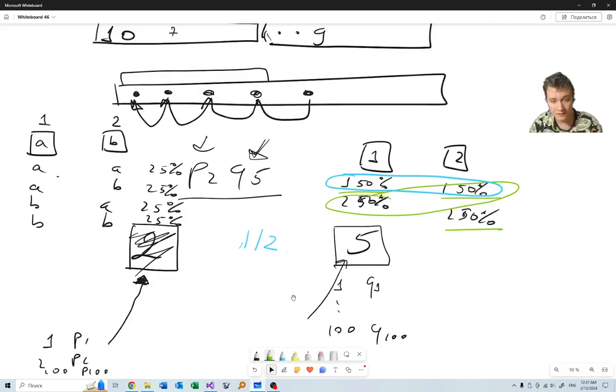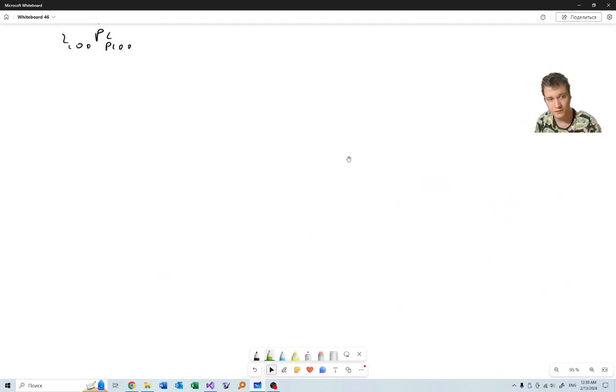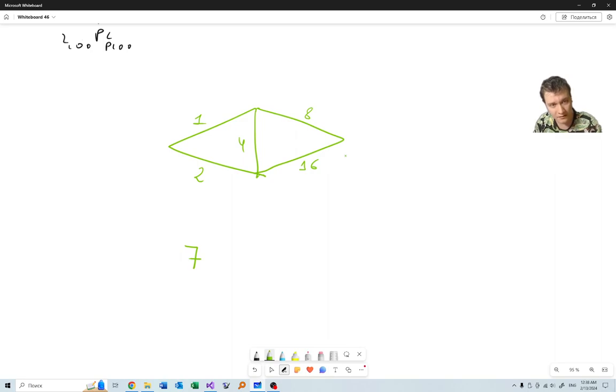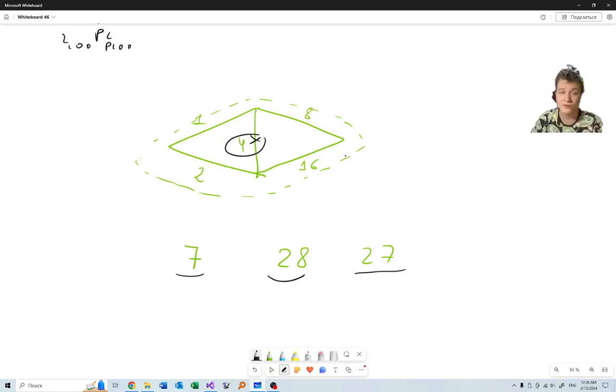Yeah, for instance, let's draw something. For example, let's assume that I have this system. So I have a cycle 7, I have a cycle 28. But also I have the outer cycle. Let's say that I have an outer cycle of 18 plus 9, so 27. So if I remove this edge 4, actually I have these two cycles, but when I remove 4, I'm left with 27. What's going on here?